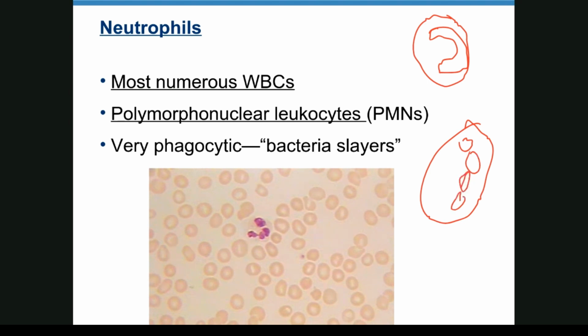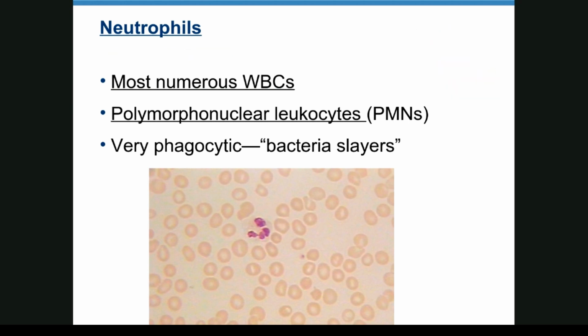So you can tell how severe or how acute a patient's infection is. If they have a lot of immature neutrophils, then we know that they have an acute infection because they're having to make a lot of new ones.